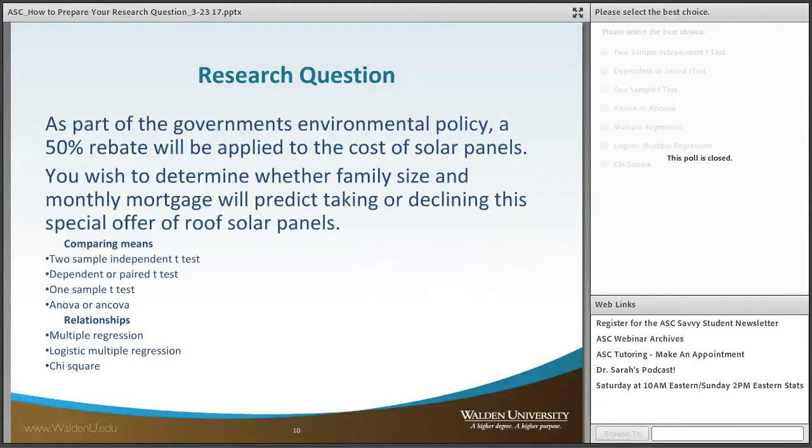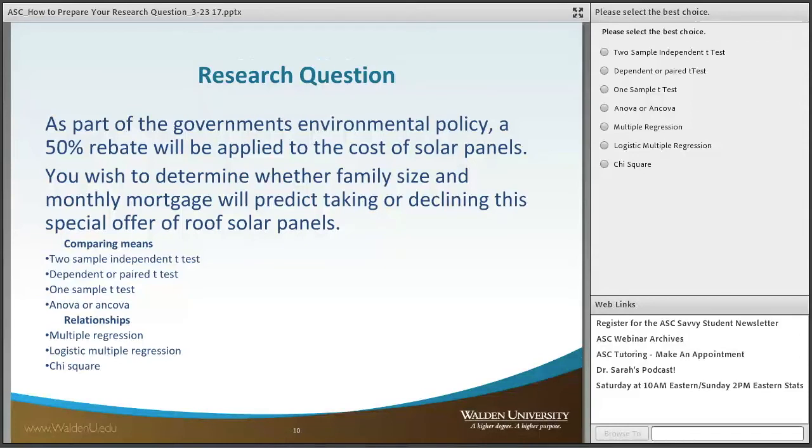As part of the government's environmental policy, a 50% rebate will be applied to the cost of solar panels. You wish to determine whether family size and monthly mortgage will predict taking or declining this special offer of roof solar panels. Okay, so we're not comparing means in this one. So it has to be one of the bottom three.